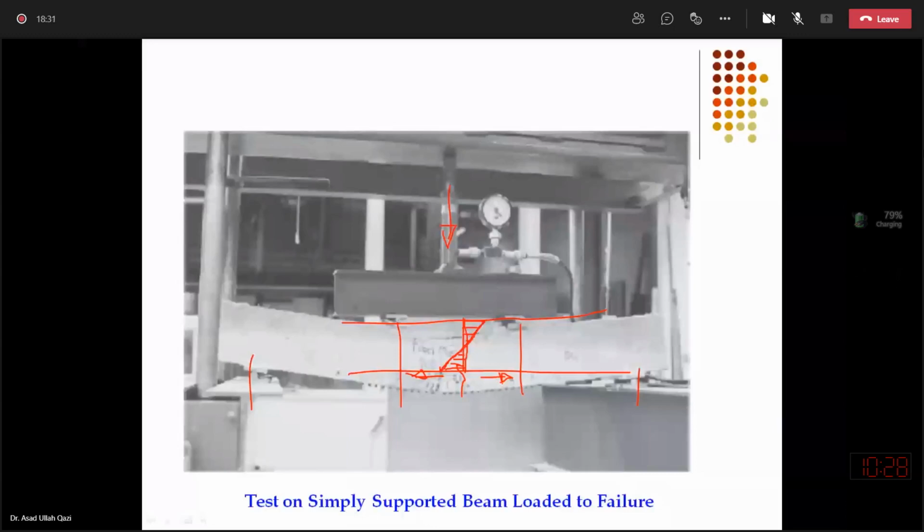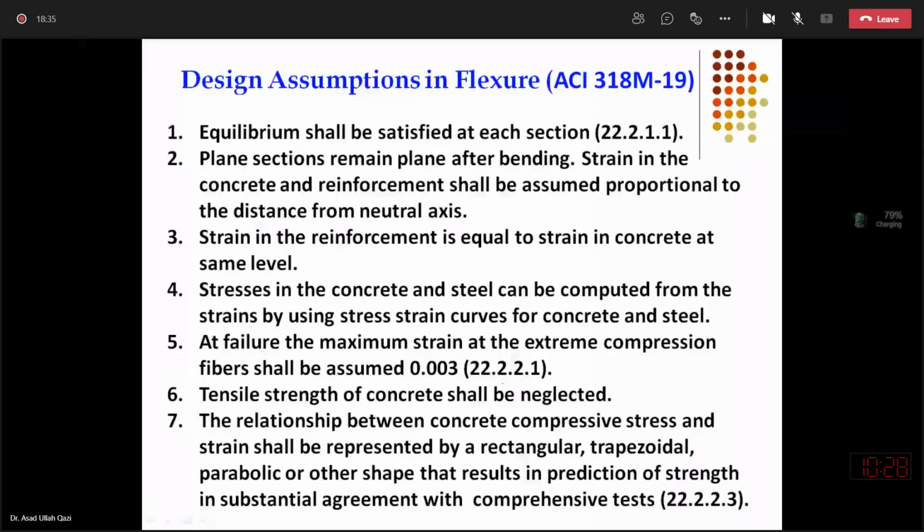So it is mentioned here, plane sections remain plane after bending. Strain in the concrete and reinforcement shall be assumed proportional to the distance from the neutral axis. So the layer farthest from the neutral axis will get maximum strain. And third is strain in the reinforcement is equal to strain in concrete at same level.